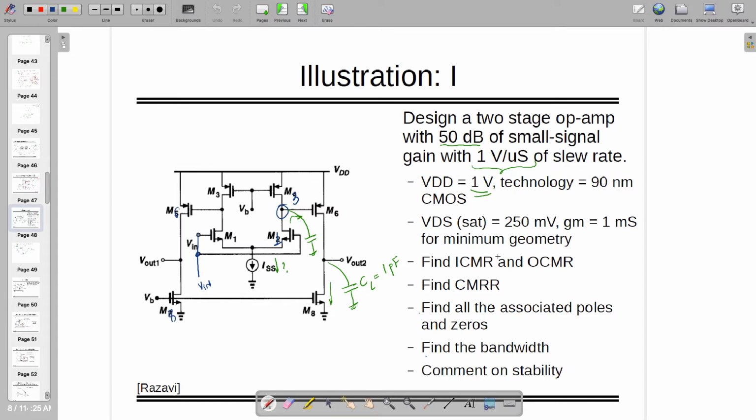ICMR, OCMR, there is no need to solve this, right? It's already we know about this thing. CMR, okay, ratio of those two gains. Now we need to find out the poles and zeros associated with this one. By the way, when we are doing this, it's small signal AC analysis.